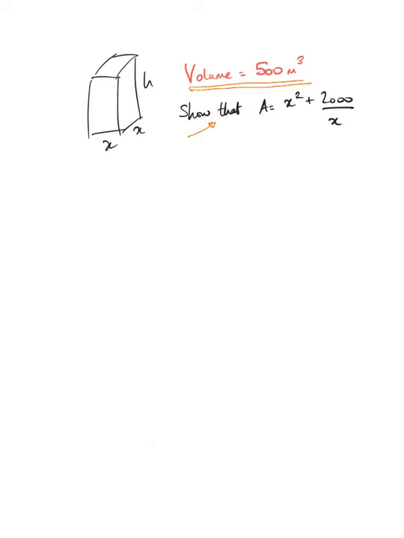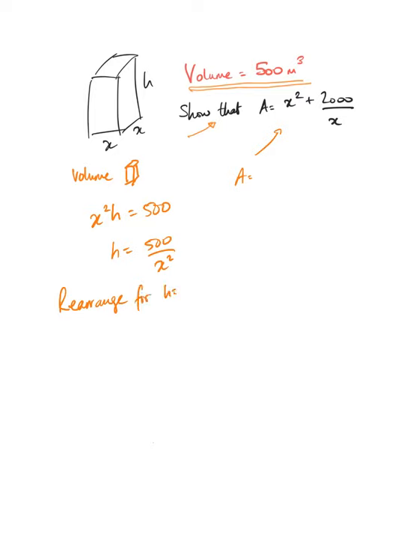But we can do this. I need to find the volume of a cuboid to start with and make that equal to 500. So x squared h equals 500. Now if I look at A that they've given me, I don't want any h's in it. So I'm going to make this equal 500 over x squared. So I'm going to rearrange for h equals.